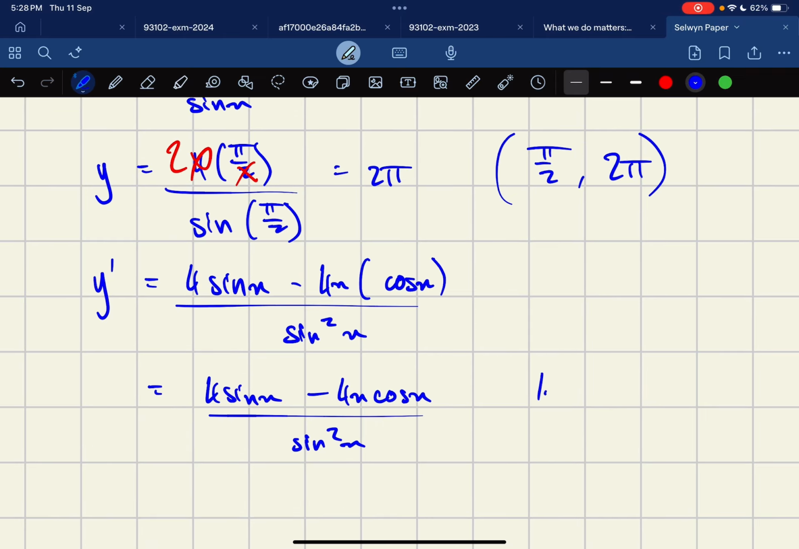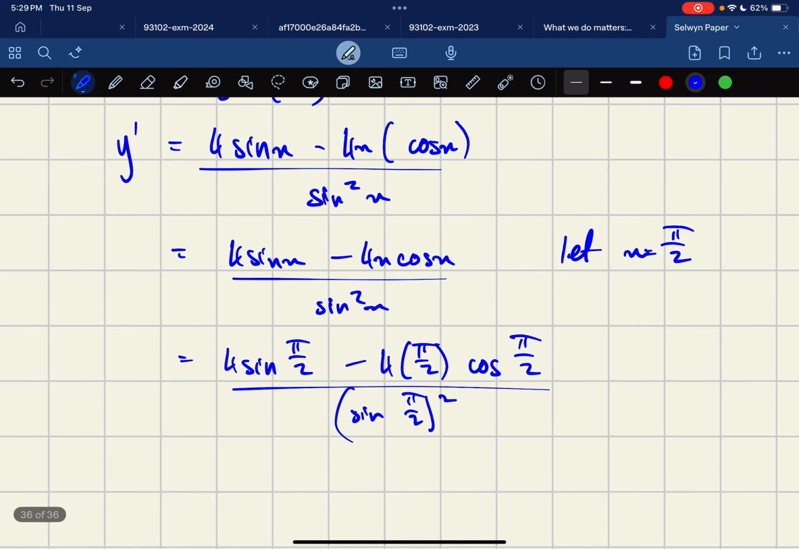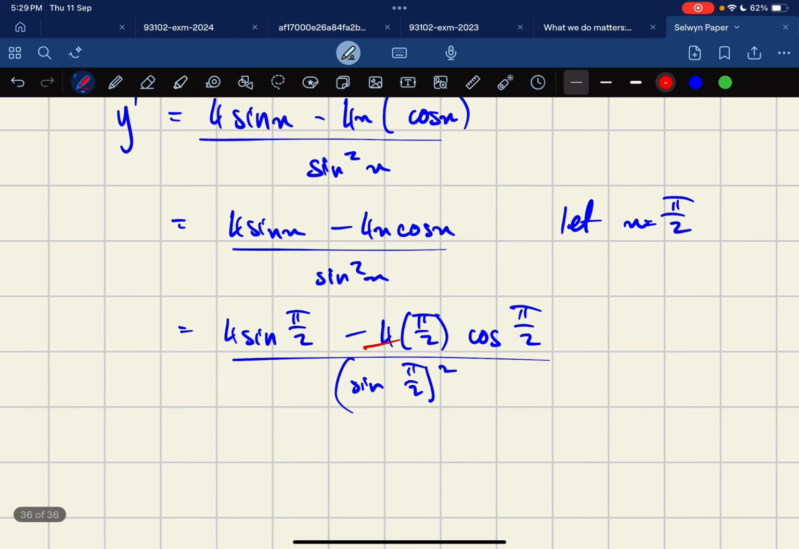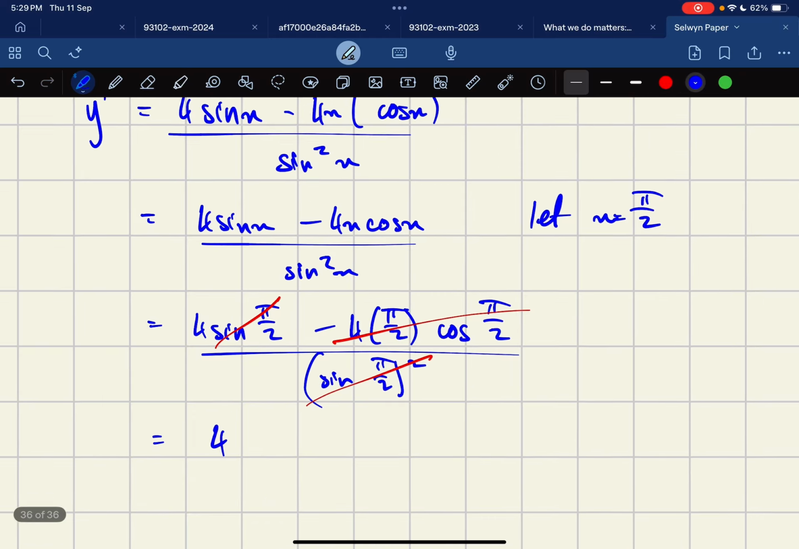And we're interested in the gradient, so let x equals pi over 2 to solve for that gradient. So this is 4 sine of pi over 2 minus 4 times pi over 2 times cosine of pi over 2, over sine of pi over 2 squared. And cosine of pi over 2 should be 0. It is 0, so all of this just goes to 0. And then sine pi over 2 we know is just 1. So this just turns into 1, and this just turns into 1. So all we're left with is just 4.